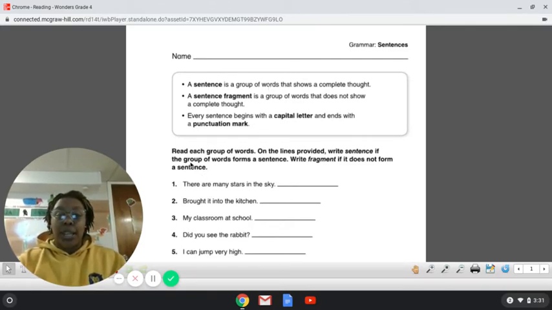So let's look at these directions and we'll do a few of these together. Read each group of words. On the lines provided, write sentence if the group of words is a sentence. Write fragment if it does not form a sentence.